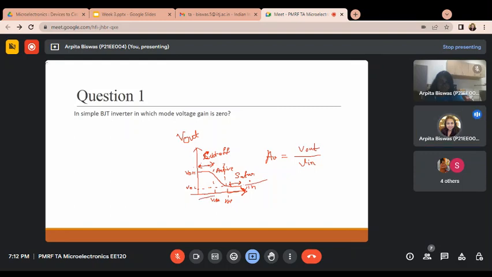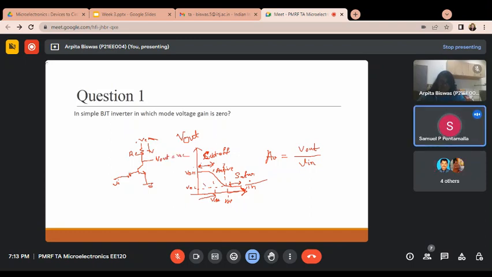Yes, V input is very low, and when V input is very low, I'm drawing the circuit. This is the circuit. So here you can see the VCC. Now tell me, if the V input is very low, in cutoff region, will any current flow through this RC? No. So in that case, what will be the output voltage? It will be VCC. VCC will be the output voltage.